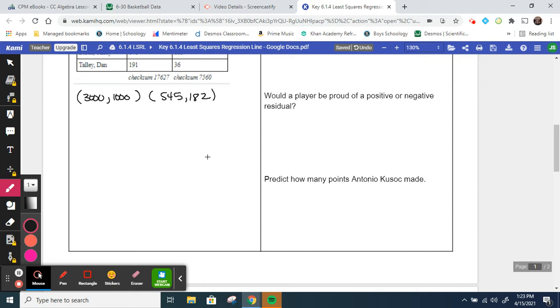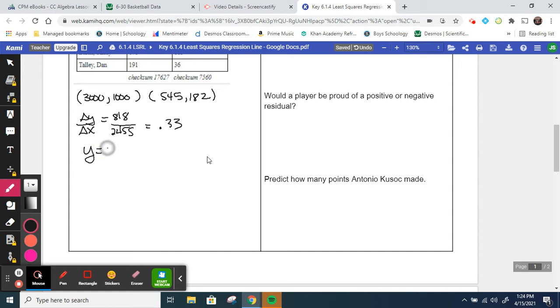So I'm going to go ahead and find my slope, my change in y over my change in x. You can make a table, or I can say I see from 182 to 1,000, that went up by 818. From 545 to 3,000, that went up by 2,455. And if you divide those, I get 0.33 for my slope.